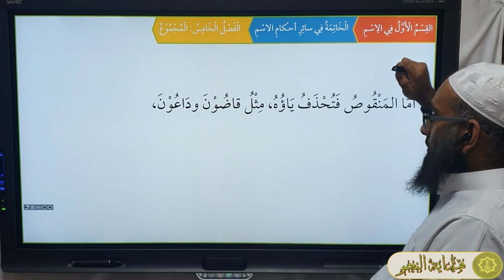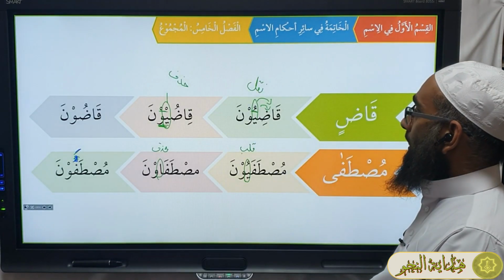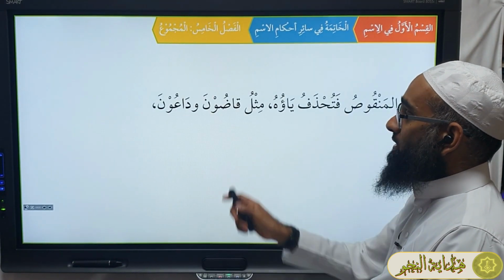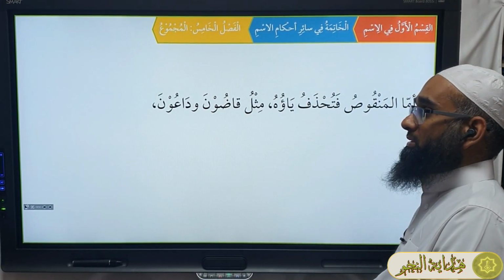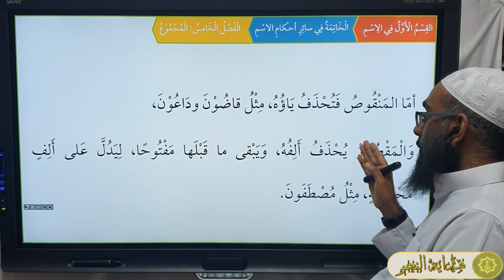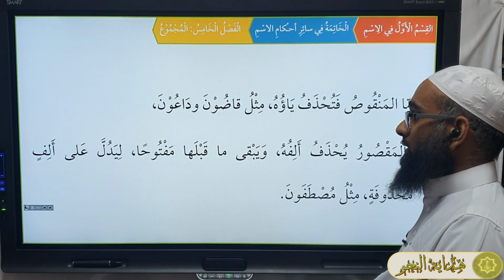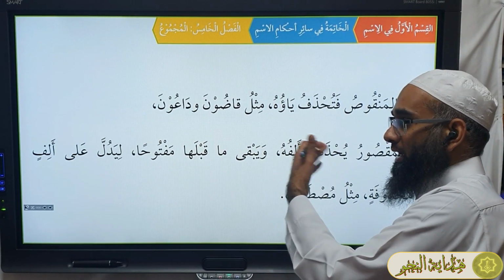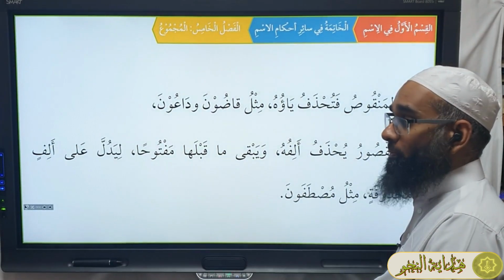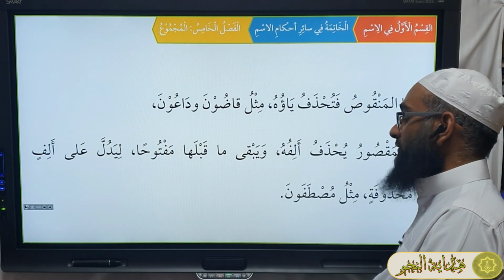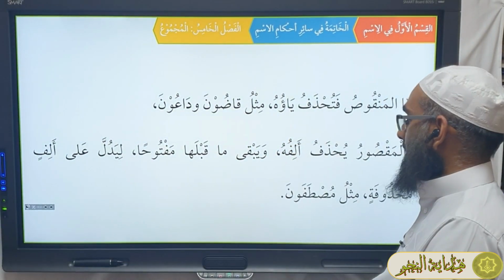Amma al-manqus. So manqus, the first one: tuhdhafu ya'uhu. You do hadhf of the ya, but after the naqal of the haraka. So it becomes qaduna. And da'in becomes da'una. So da'iyuna becomes da'una. And the maqsur, yuhdhafu alifuhu, its alif is removed, and the letter before it remains maftuh, to show that the alif is removed. Like mustafawna. What do we have here? Qalb and hadhf. So mustafawna.